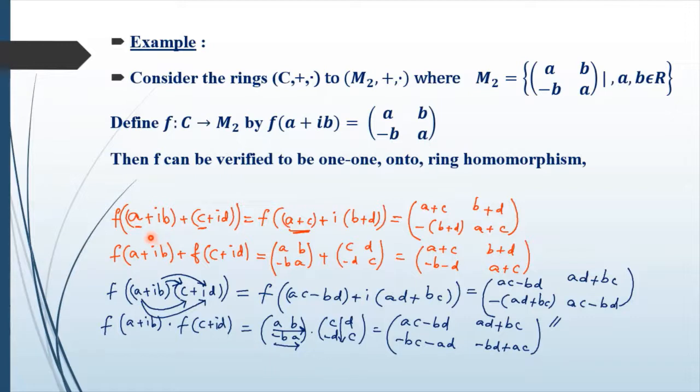We have seen that f preserves the additive operation as well as the multiplicative operation. That is, f of (a + ib) + (c + id) is equal to f of (a + ib) + f of (c + id), and f of (a + ib) into (c + id) is equal to f of (a + ib) into f of (c + id). Hence f is a ring homomorphism, and it can also be verified that f is 1 to 1 and onto. Hence f is a ring isomorphism.